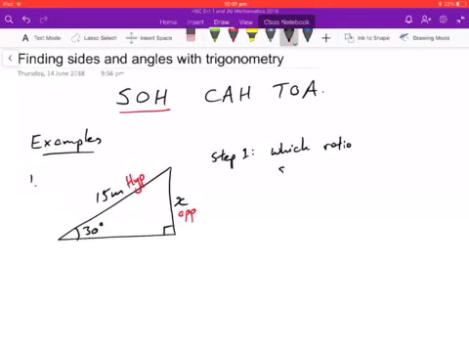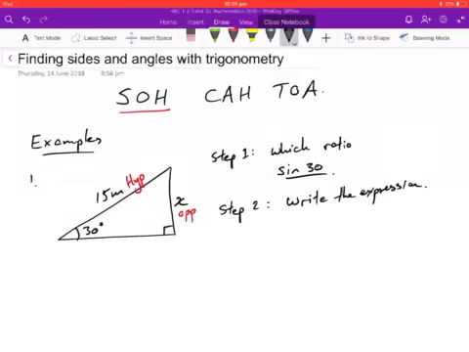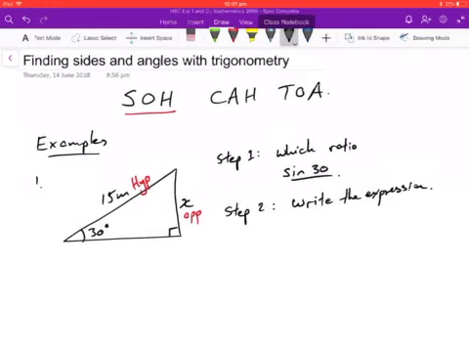So, sine 30 is what we're going to use for this step. Step 2, write the expression. So I need to write the expression out for this triangle. So it's going to be sine 30, sine of 30 degrees is equal to x over 15.